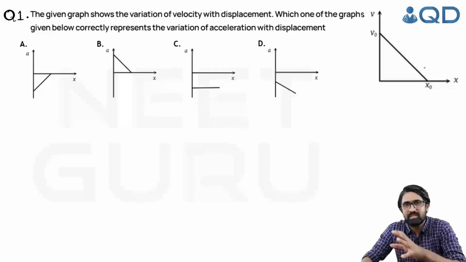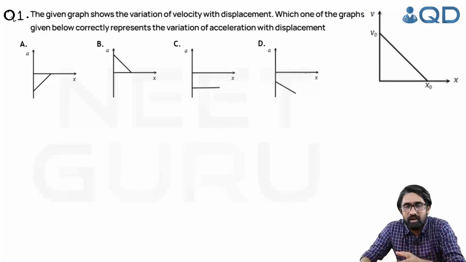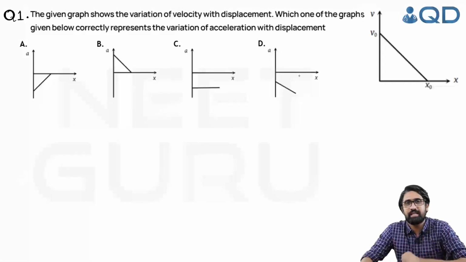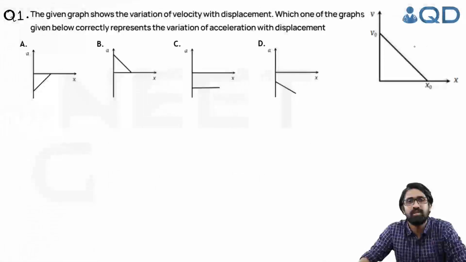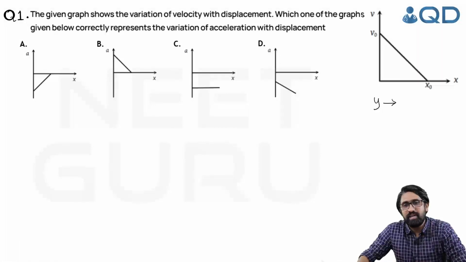So we have a Vx graph here with velocity on the y-axis and displacement on the x-axis. And we have a motion that is described with the help of that graph. And we should find the corresponding acceleration displacement graph, that is a graph with acceleration marked on the y-axis and displacement marked on the x-axis. So we'll start with the graph that is given to us. It is very clear here that along the y-axis we have velocity and along the x-axis we have displacement, x itself.